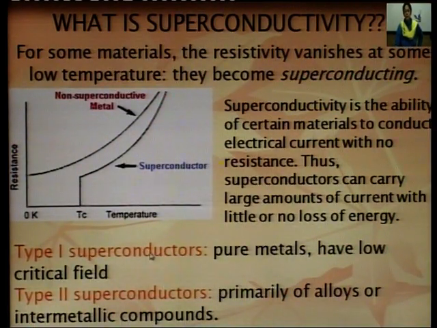There are 2 types of superconductors, type 1 superconductors and type 2 superconductors. Type 1 superconductors, they are pure metals, have low critical field, and type 2 superconductors, they are primarily of alloys or intermetallic compounds.